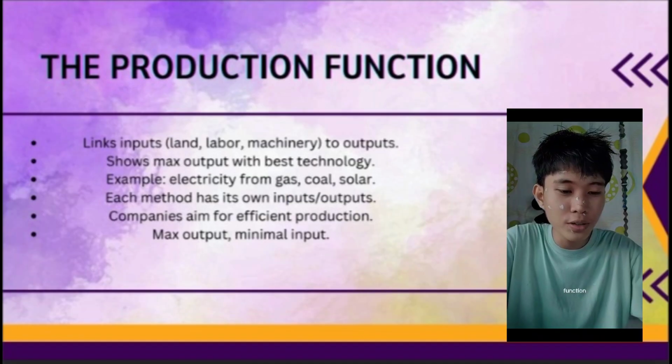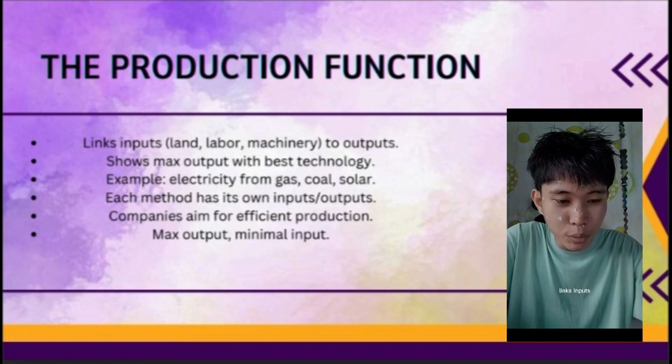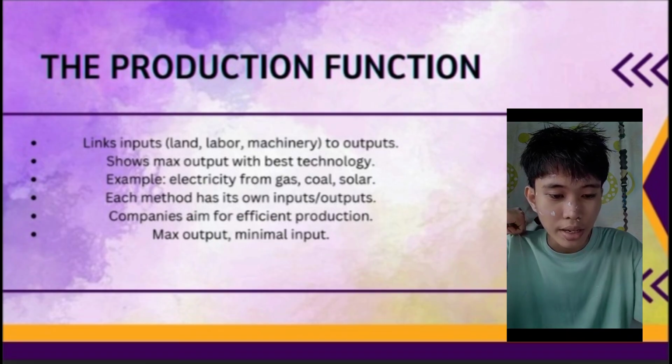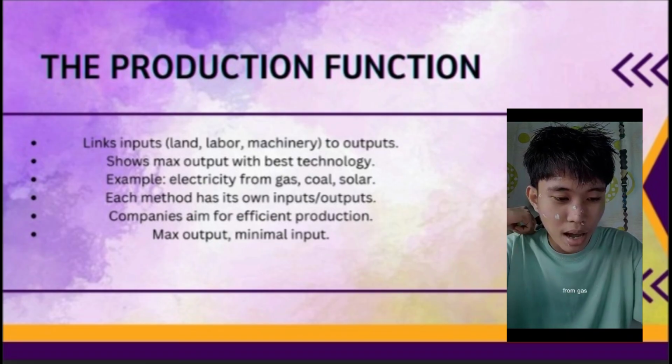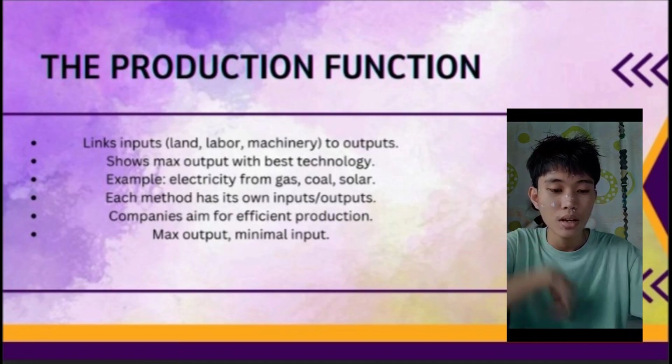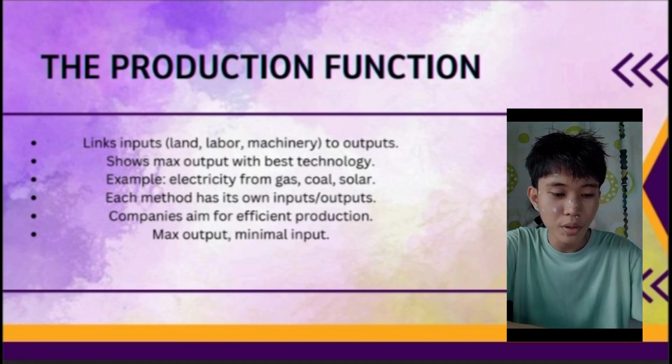The production function links inputs, land, labor, and machinery to outputs. It shows the maximum output with the best technology. For example, electricity from gas, coal, and solar. Each method has its own inputs and outputs. Companies aim for efficient production, maximum output with minimal input.